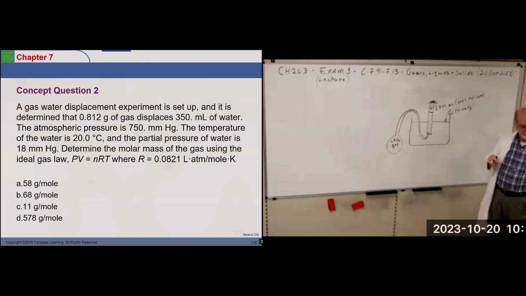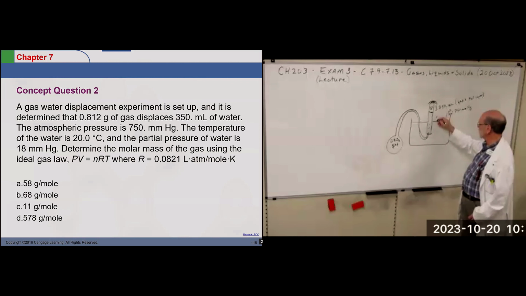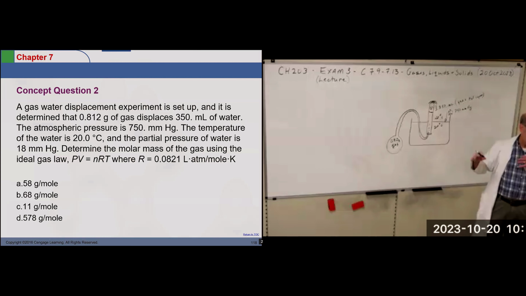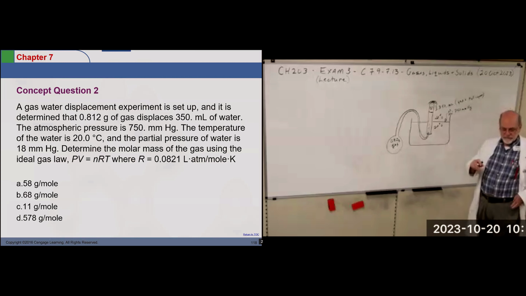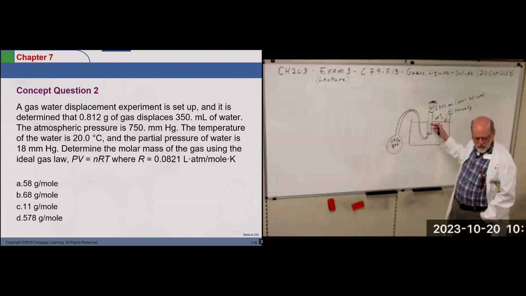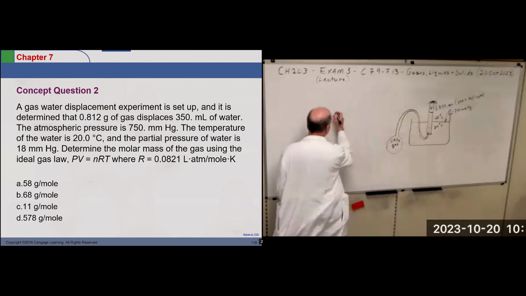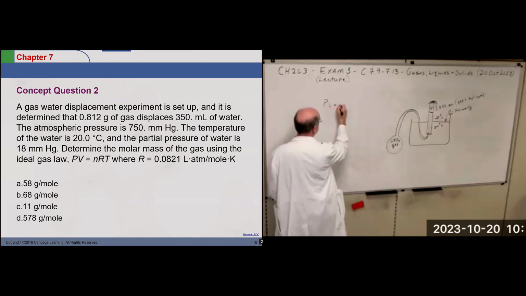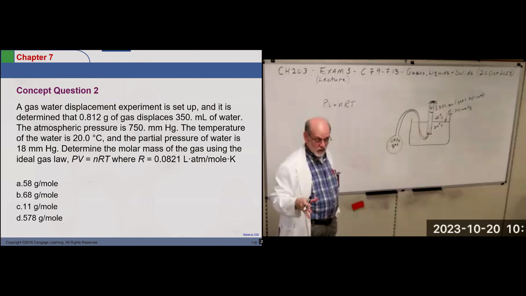Okay. And the temperature is 20 degrees. 20 degrees here, 20 degrees here. We have to assume that it's the same in the water and outside the water. All right. Now, I think that's all the information that we're given, except that if we're going to use the gas law, why would we use the gas law? The question is, what's the molar mass?